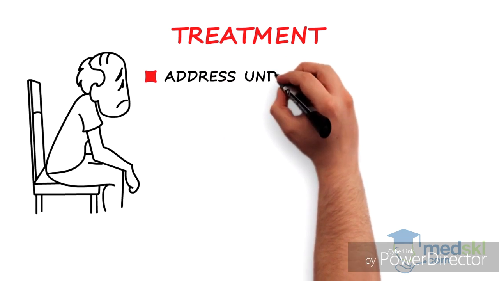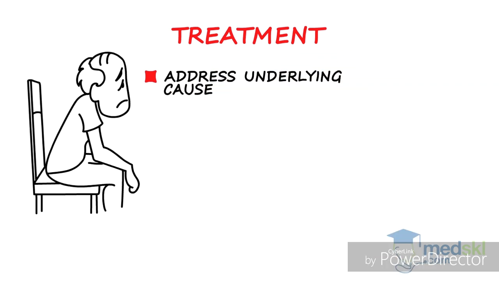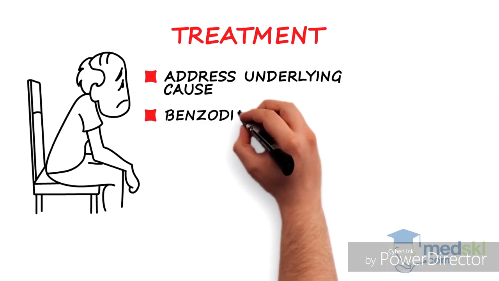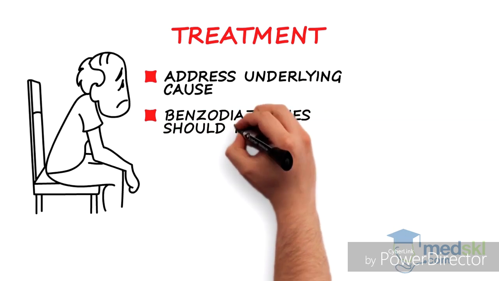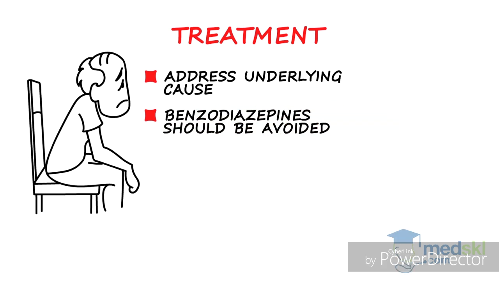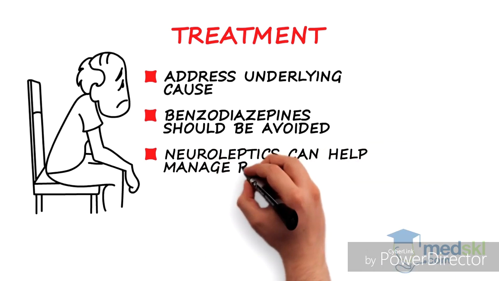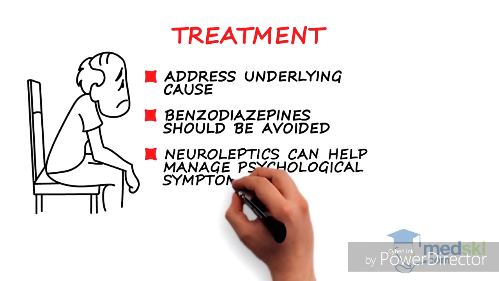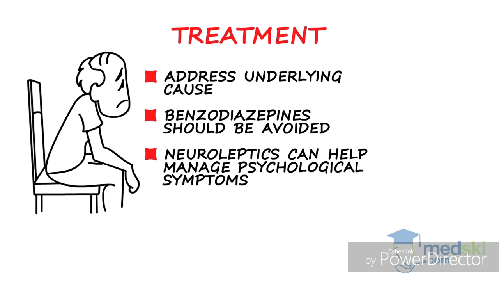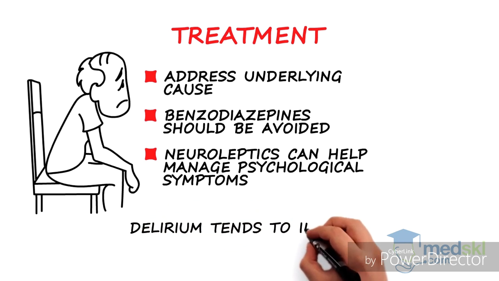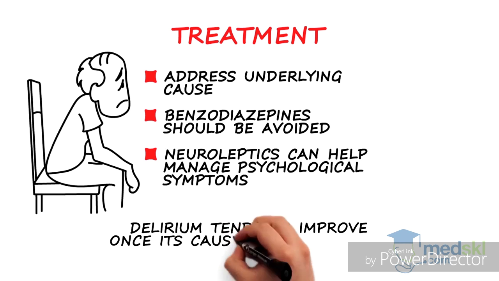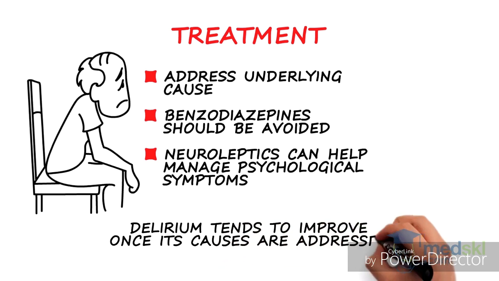The primary treatment of delirium involves addressing the underlying cause or causes. Benzodiazepines, which often worsen or prolong delirium, should be avoided except in alcohol withdrawal delirium, and neuroleptics reserved for agitation or distressing psychological symptoms. Delirium tends to improve, in most cases resolve entirely, once its causes are addressed.